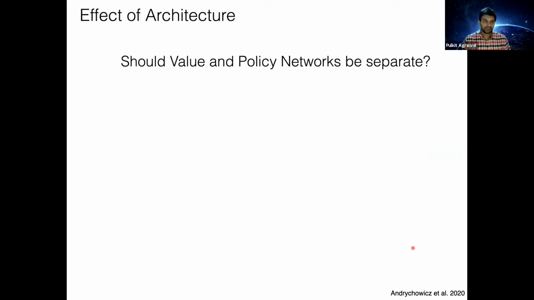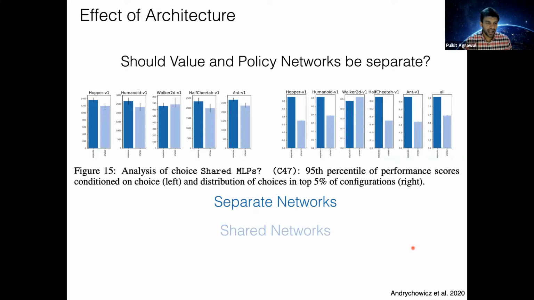Right. So a second question you can ask is, should I have the same network to represent value and policy? For example, I can have my state coming as input, I can have some layers which process my state, and then I can have two heads, one a policy head and one a value head. On the left, what I'm showing is the performance: dark blue is separate networks and light blue is shared networks. So it's pretty clear that separate networks lead to better performance.